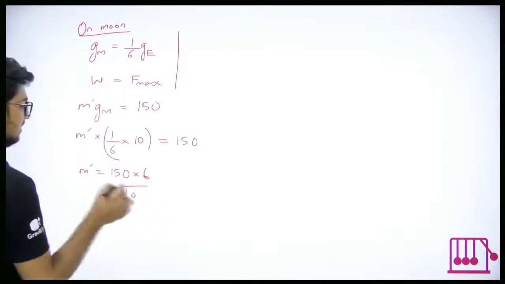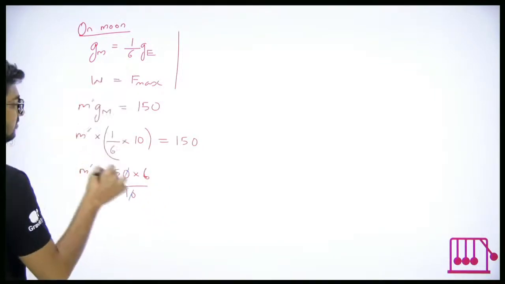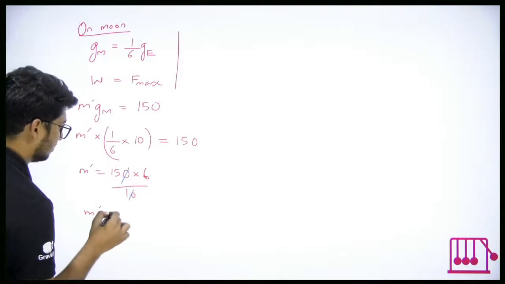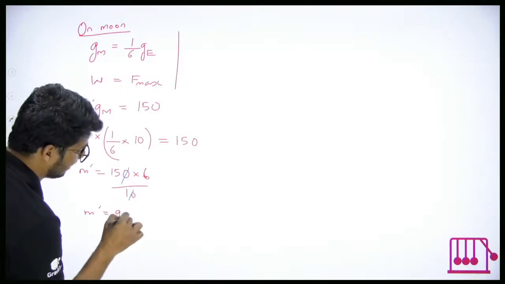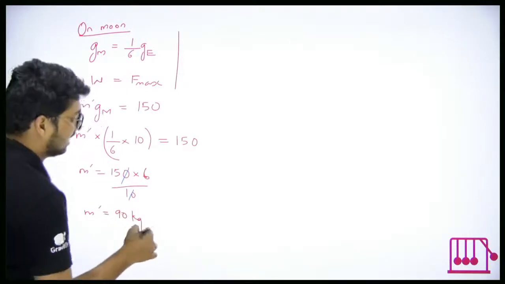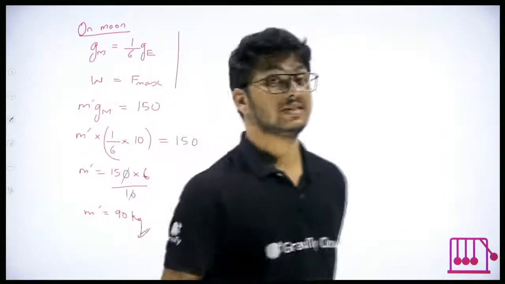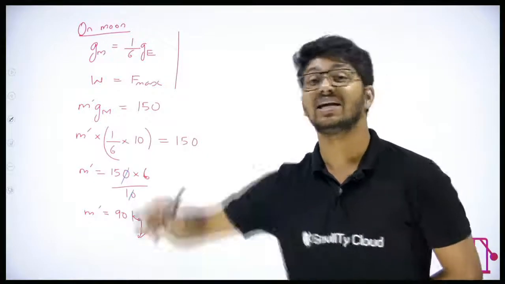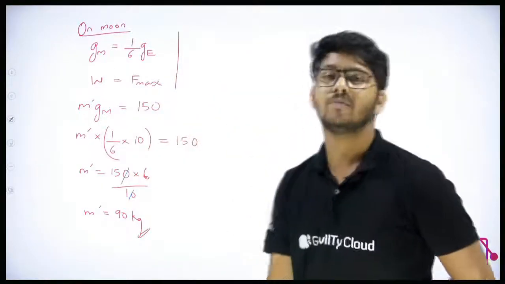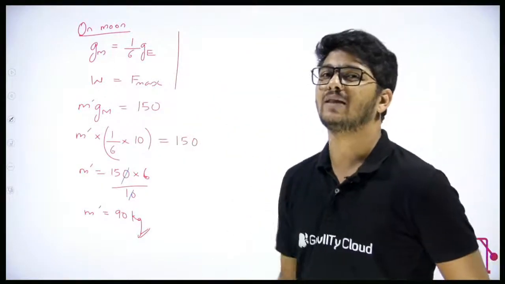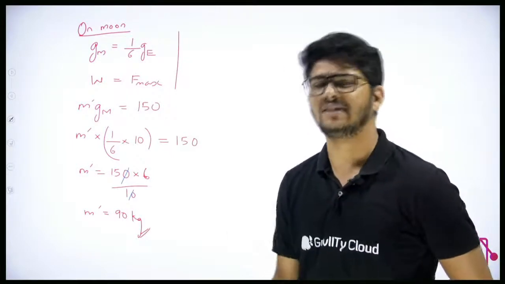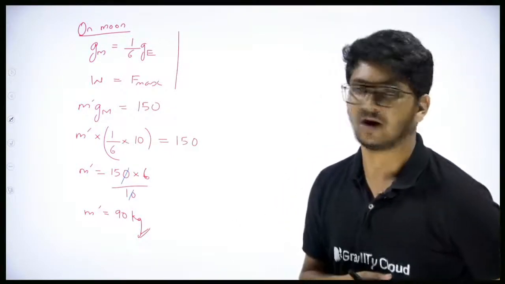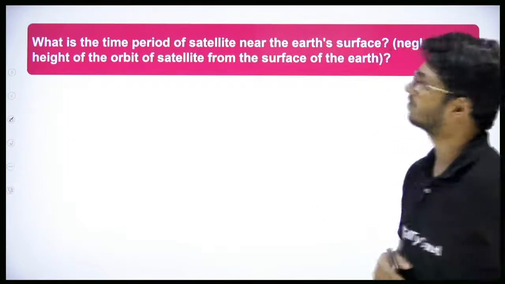And you can clearly see 0, 0 cancels. That is 15 into 6. 15 into 6 is how much? 90. Right? So 90 kilogram. The same person can lift a mass of 90 kilogram on the moon, because the main reason is acceleration due to gravity is different. That's it. Got it? Okay.